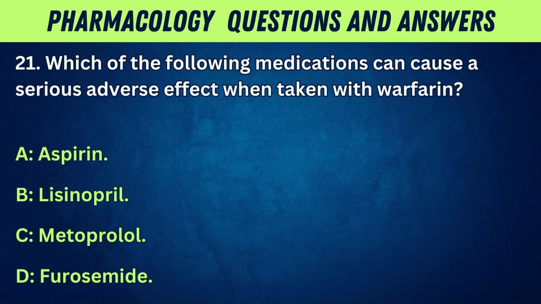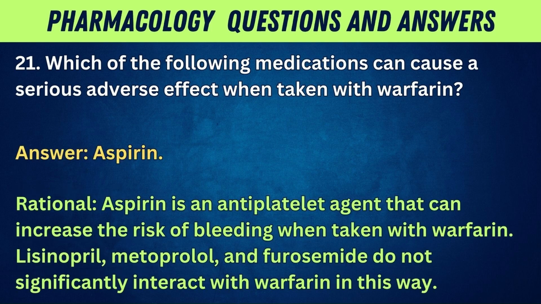21. Which of the following medications can cause a serious adverse effect when taken with warfarin? A. Aspirin. B. Lisinopril. C. Metoprolol. D. Furosemide. Answer: aspirin. Rationale: aspirin is an antiplatelet agent that can increase the risk of bleeding when taken with warfarin. Lisinopril, metoprolol, and furosemide do not significantly interact with warfarin in this way.